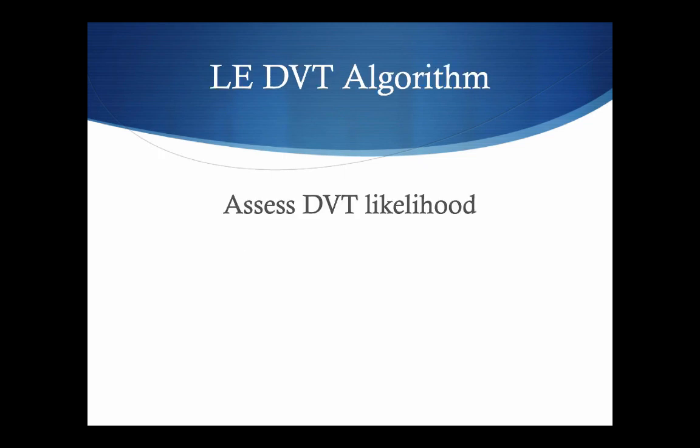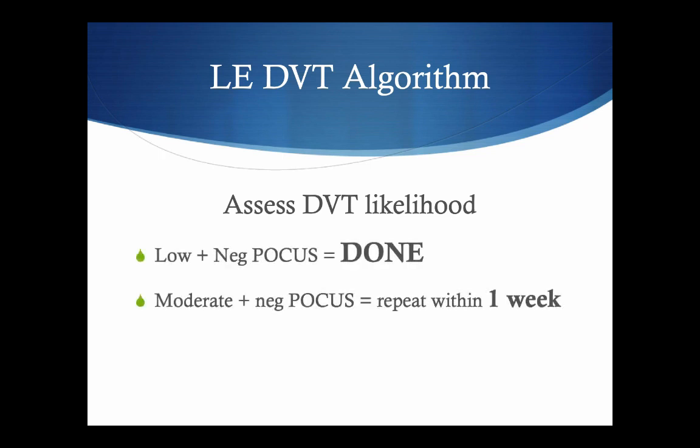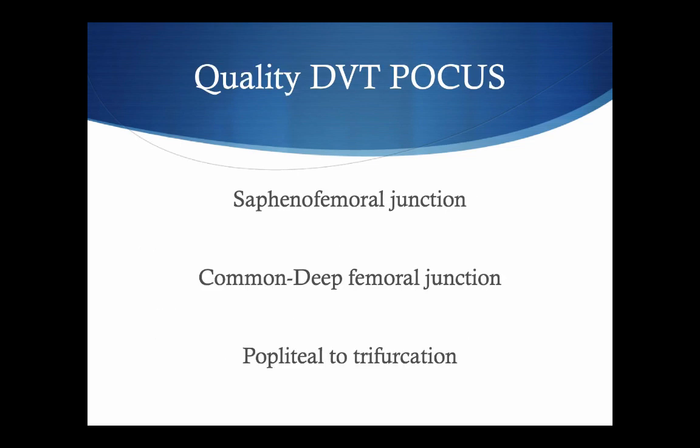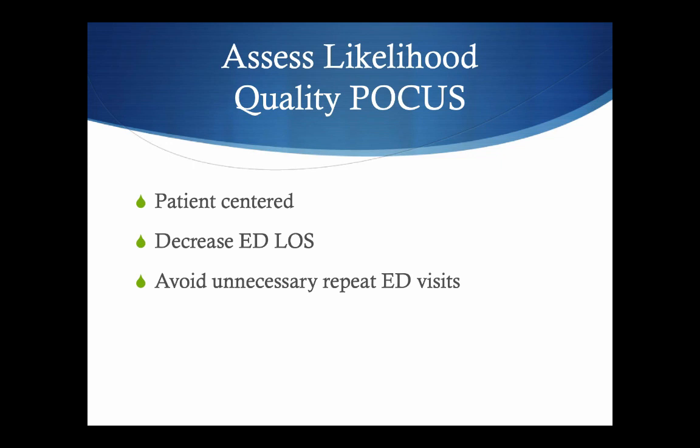So, quick summary, assess their likelihood first. If they're low, negative POCUS is enough. If they're moderate, negative POCUS is probably still enough with a repeat in a week, not the next day. And high, it's really the same thing. And remember, the quality is saphenofemoral all the way down through all your junctions, and popliteal to the trifurcation.